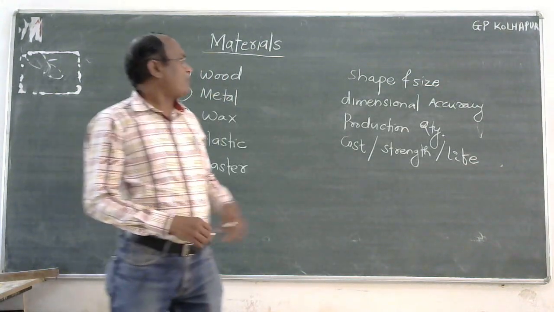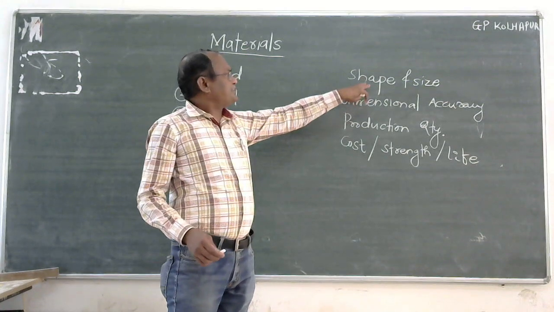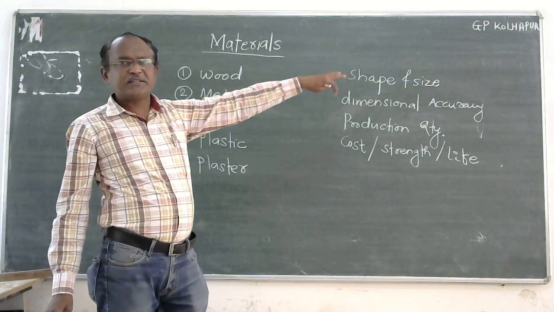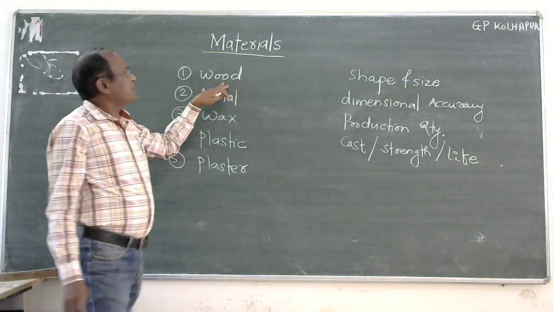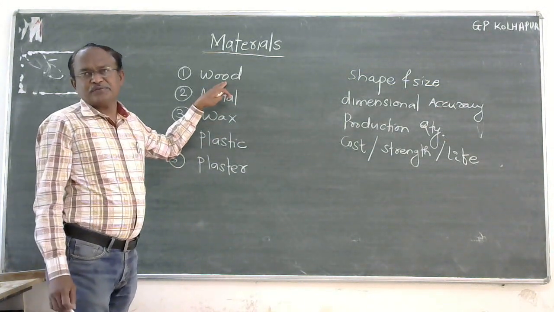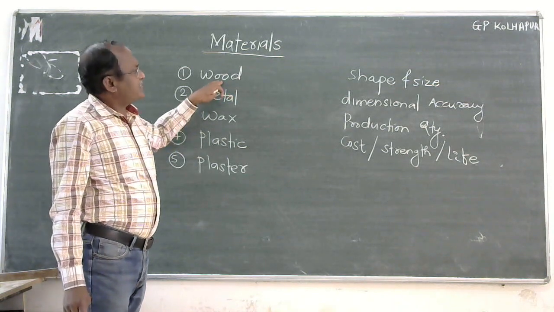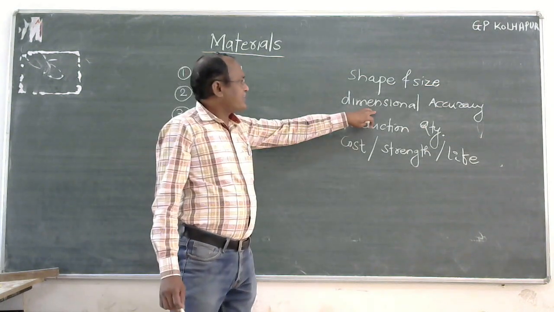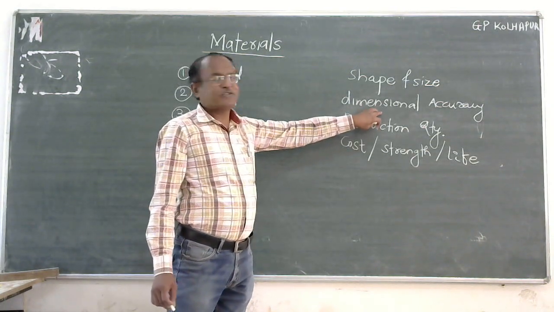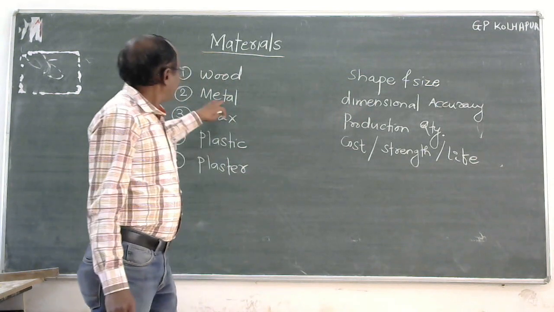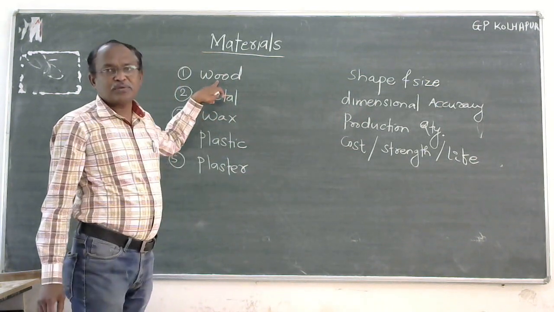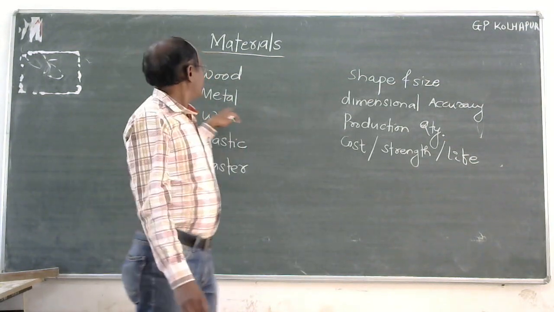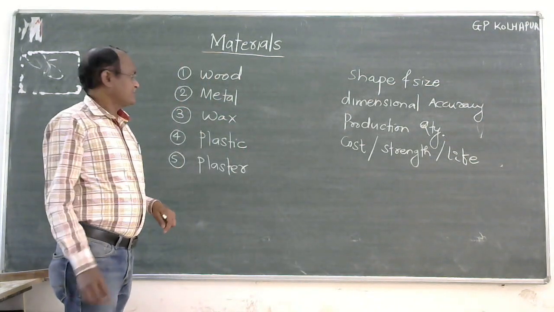Size and shape means complexity. If the model or pattern is very complex in design or complex in nature, then wood is easily used. Why? Because you can easily give various complicated shapes to the wood material. Dimensional accuracy: when dimensional accuracy comes into the picture, then you go for metal rather than wood as a pattern material. Why metal? Because you can obtain more dimensional accuracy by using metal.